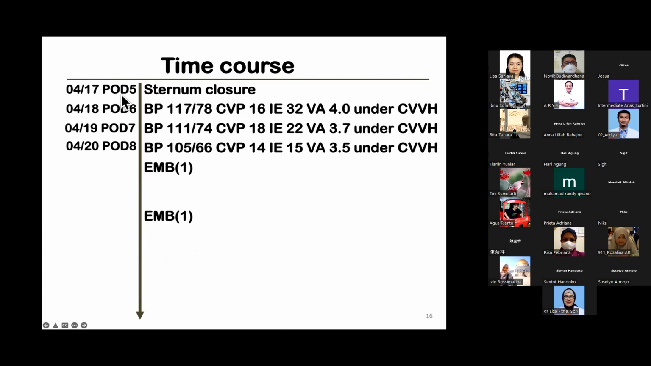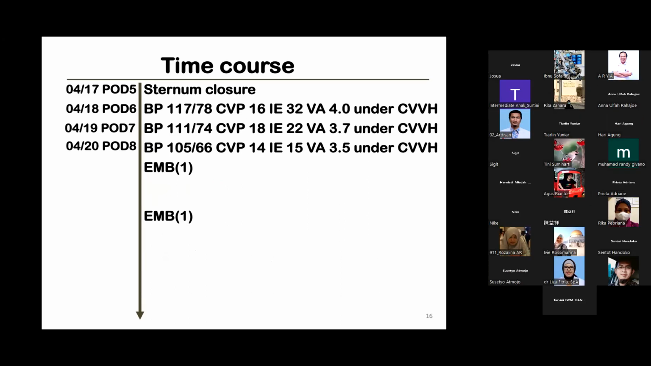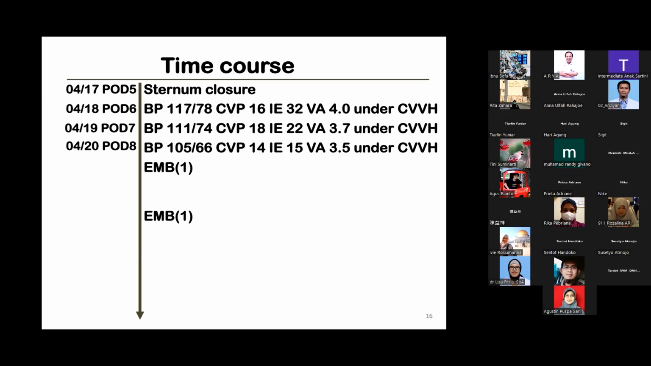And on day 5, we closed the sternum, and on day 8 he is still on ECMO support. We also performed the myocardial biopsy again. If the patient is under ECMO support, we may wonder whether it is infection or rejection. The evidence of rejection we can get from the myocardial biopsy. Infection or sepsis can only be suspected by clinical judgment. So the only evidence we have is the myocardial biopsy.